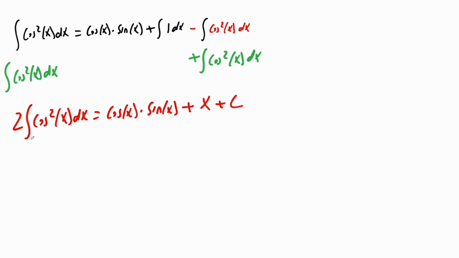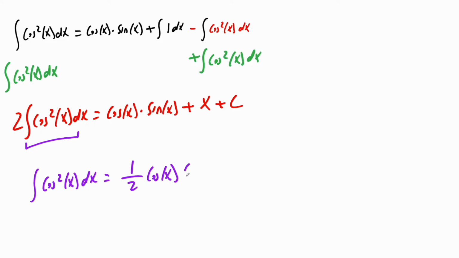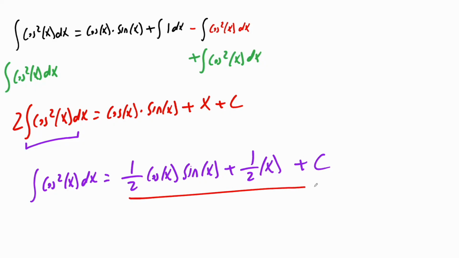Now, we are trying to solve the integral of cosine squared x dx, not 2 times. So what I need to do next is just divide by 2. And so what we're going to get is the integral of cosine squared x dx is equal to 1/2 cosine x times sine x plus 1/2 x plus c. And this right here is our final answer. And that's all we need to do for this problem.